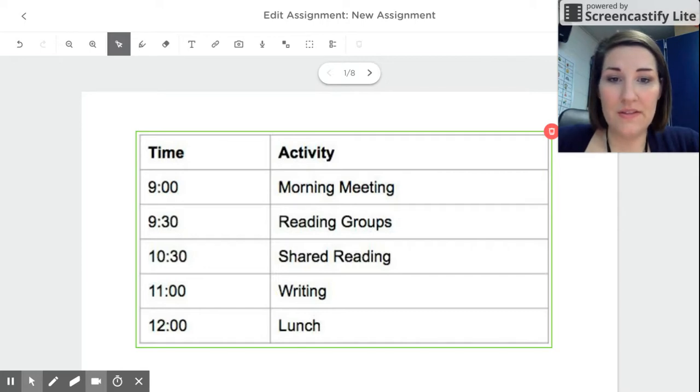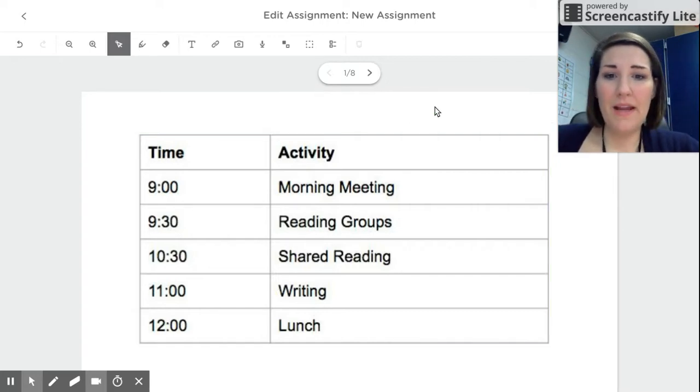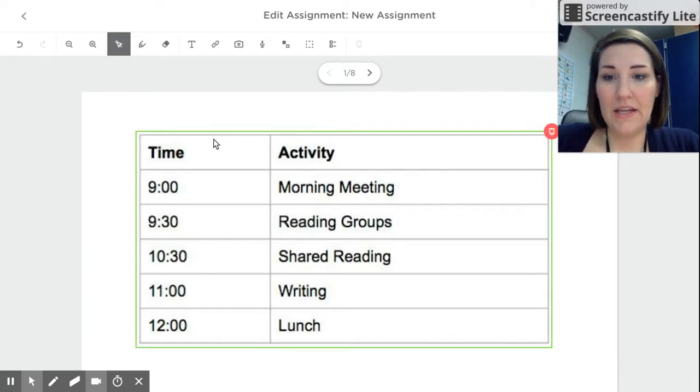Another way I might use this schedule is someone might ask me, well, what do we have after writing? If I'm wondering what happens after writing, I can look at the schedule under activities. I'll go down to writing, which is right here. And I can see writing at 11 o'clock, and right after that, just after writing, is lunch, one of our favorites. So I can tell that next, after writing, at 12 o'clock, we have lunch.